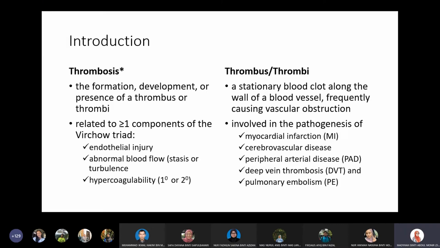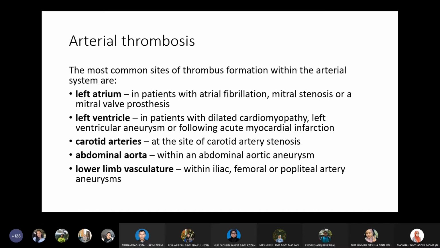So these are the main consequences of thrombus or thrombi formation. As you can see, it involves systemic involvement of thrombus. In this cardiovascular module, you will later have a lecture on myocardial infarction. For cerebrovascular disease, you will encounter this topic in your second year. Now we go one by one. First we will discuss arterial thrombosis.